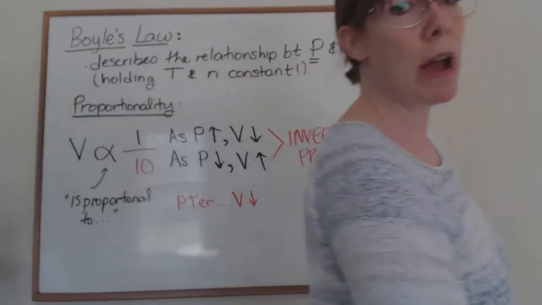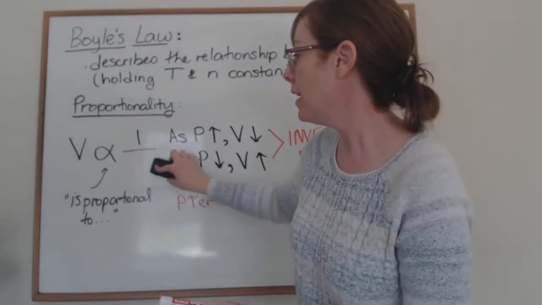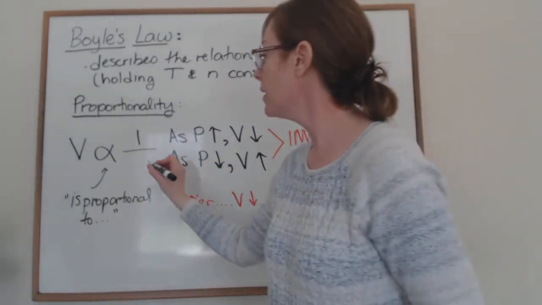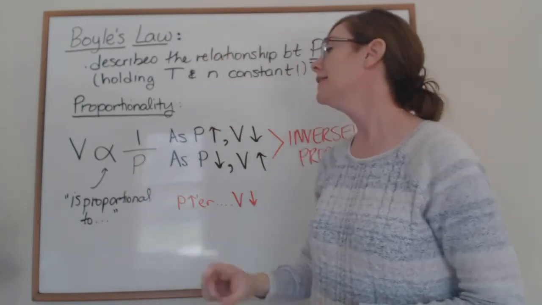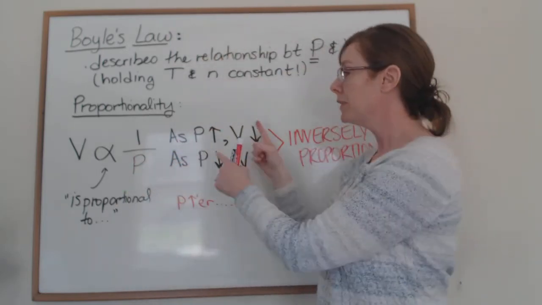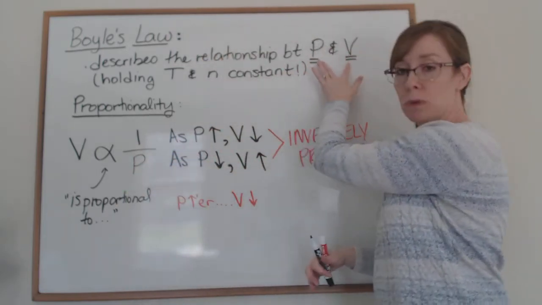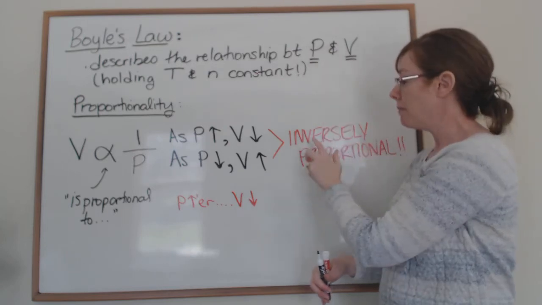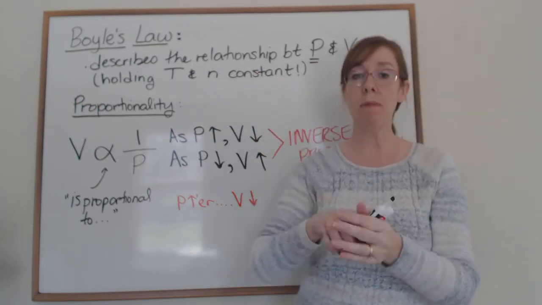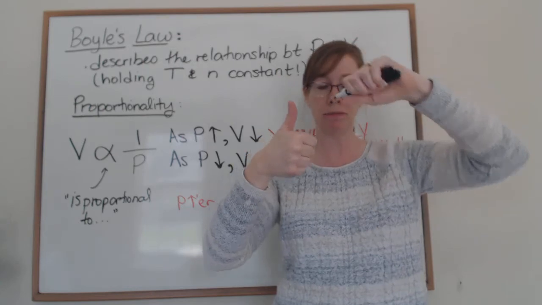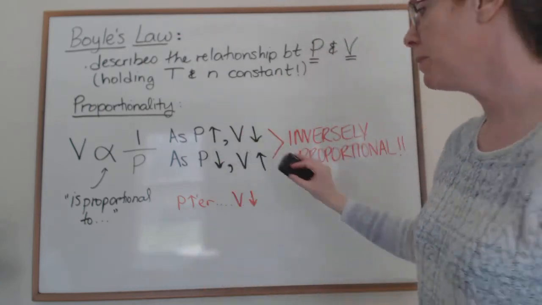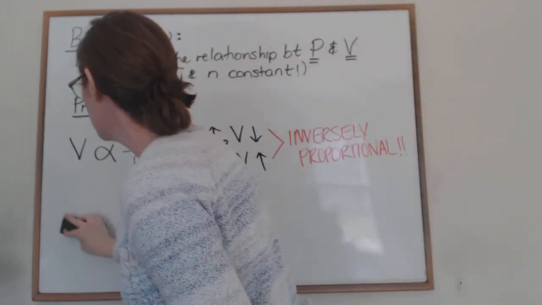And that's exactly why the proportionality is written in this form, where the pressure is in the denominator. At the end of the day, mostly I want you to know this. Volume and pressure, which is what Boyle discovered, are inversely proportional. When one goes up, the other one has to go down. So that's the first part: these two are inversely proportional.